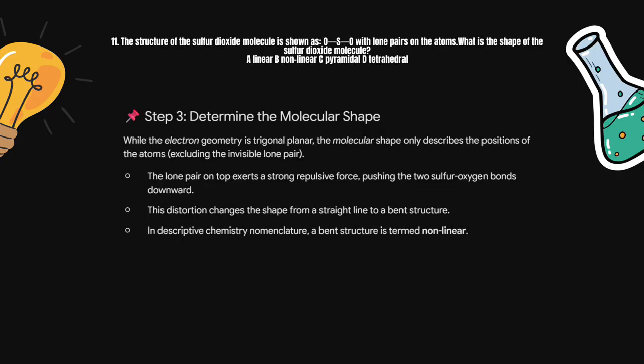Finally, step 3 gives us the actual molecular shape, while the overall electron geometry is trigonal planar. The molecular shape only looks at the position of the atoms, ignoring the invisible lone pair. That lone pair on top exerts a strong repulsive force, pushing the 2 sulfur-oxygen bonds downward. The distortion bends the molecule out of a straight line, which in chemistry nomenclature we call nonlinear. Therefore, the correct answer is B, nonlinear.